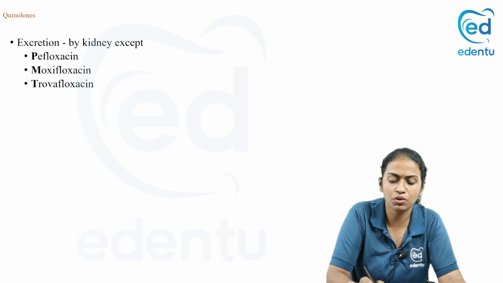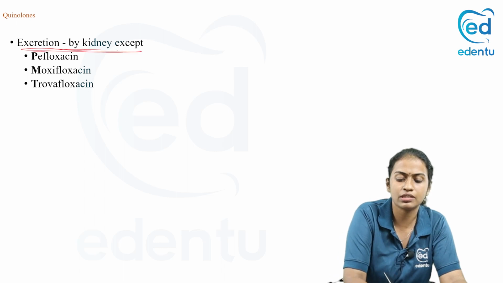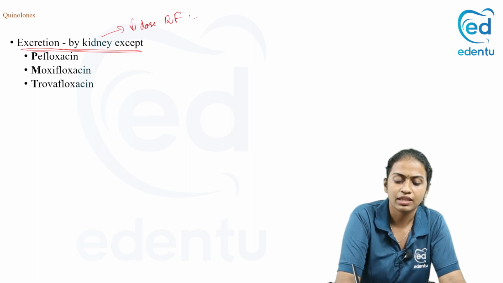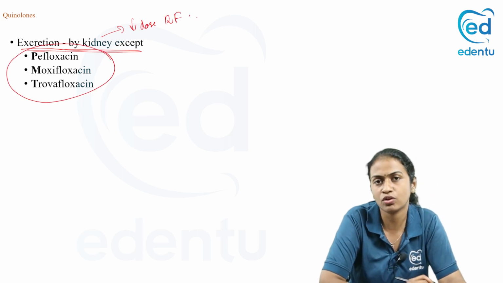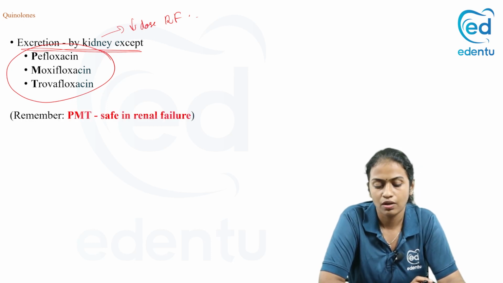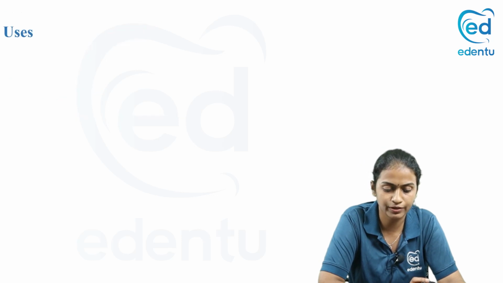Excretion is by kidney. What is the significance of knowing it is by kidney? You need to reduce the dose in case of renal failure. The exception is PMT: pefloxacin, moxifloxacin and trovafloxacin. So you need not reduce the dose of these drugs in renal failure.